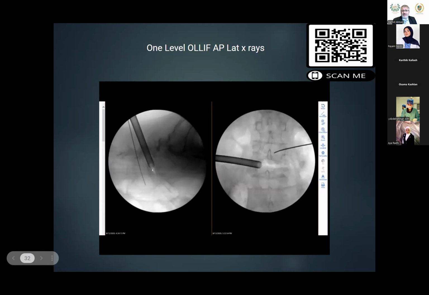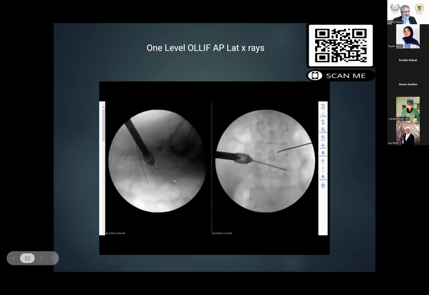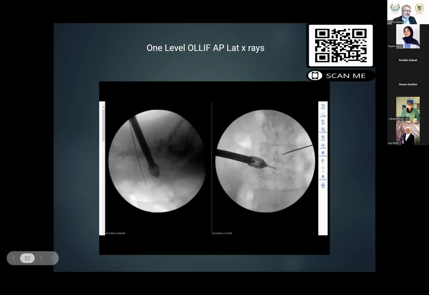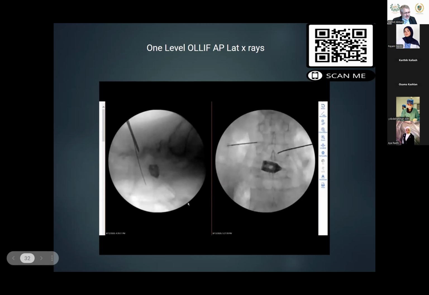Through Kambin's and Avicenna Society, we gave permission to an Indian manufacturer to build it, and it is now available to anybody at the lowest possible prices. And then you do the discectomy, you pack the space with biologic, and then you put the cage in.